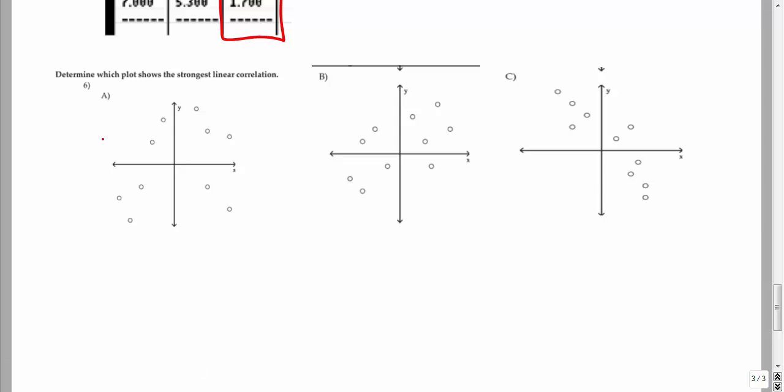Okay, for number 6, it says determine which plot shows the strongest linear correlation. So this word linear is really important. Now remember, linear correlation would assume some sort of a pattern. Now if I look at these data points, it doesn't really look like I see a straight line through here. It almost looks maybe like a bit of a curve. This one looks like it could have kind of a linear pattern in this direction. This one definitely looks like it has a linear pattern in this direction.